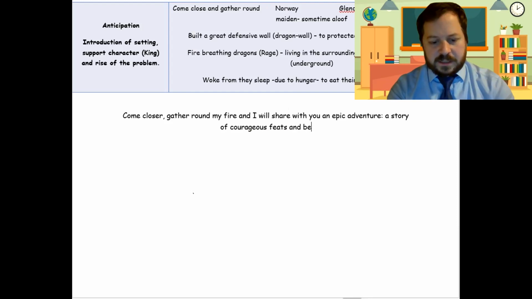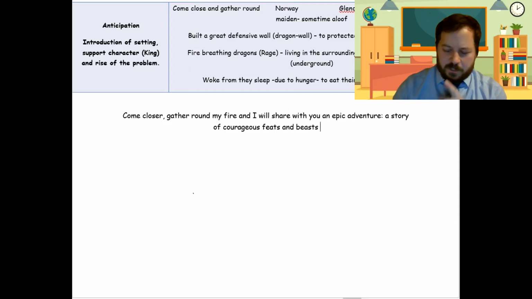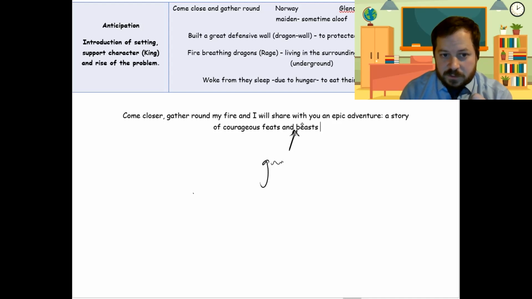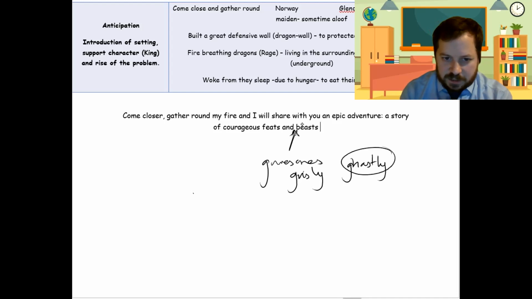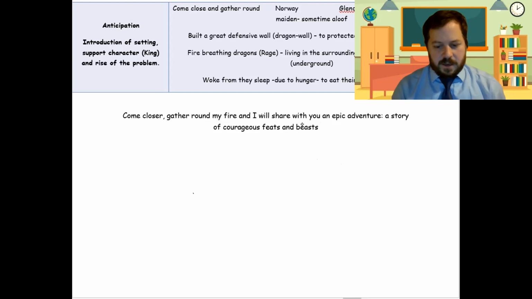And beasts, but maybe we want another word just in here to describe those beasts. So we could think about it. We could use gruesome from our model text. Grisly we could use, or ghastly. And I'm going to use ghastly as my word. I'm going to put that one in there. Okay. So let's quickly just get rid of what we got here. Ghastly. Okay, so let's go back and just add in that word in there. Ghastly.